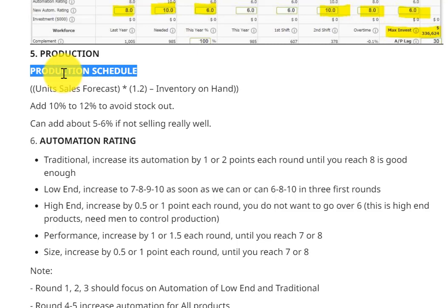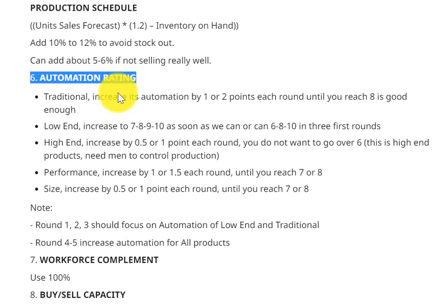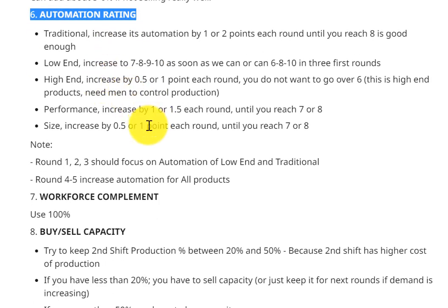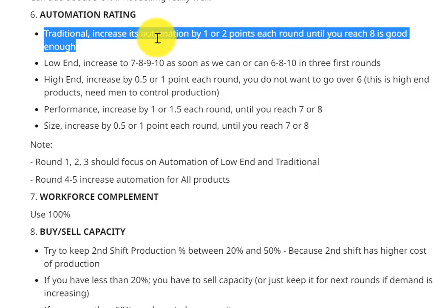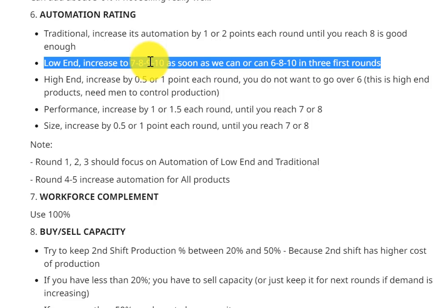And also number 6, for automation rating. Automation, we can increase that because automation can reduce cost. So we increase that as fast as we can. For low-end product, we increase to 7, 8, and 9, 10 in 3 or 4 rounds, maybe 6 and 8 and 10 in the first 3 rounds.